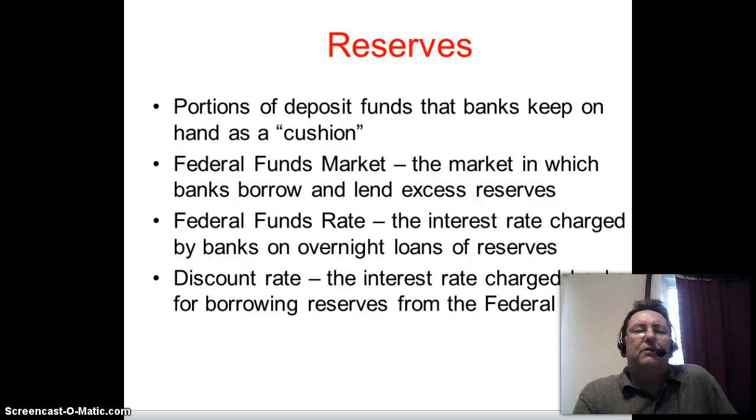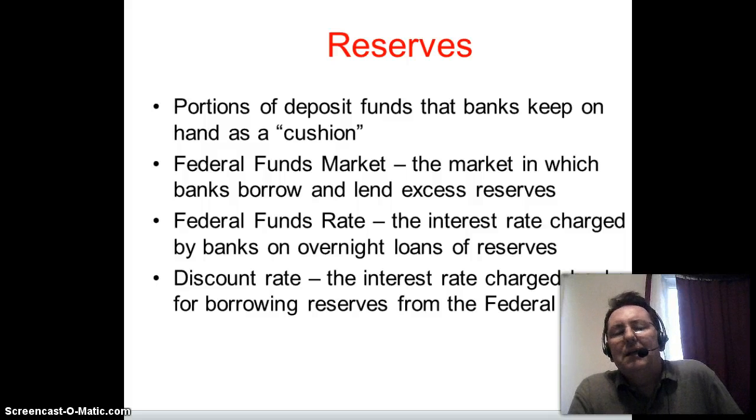For instance, if the Federal Reserve Bank of Boston were to make an overnight loan of reserves to the Federal Reserve of San Francisco, the Boston Fed would charge the Fed funds rate of interest to the San Francisco Fed for that loan.